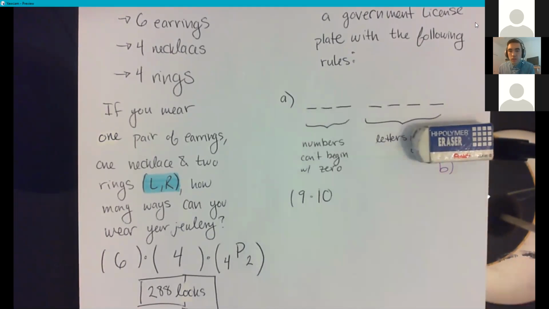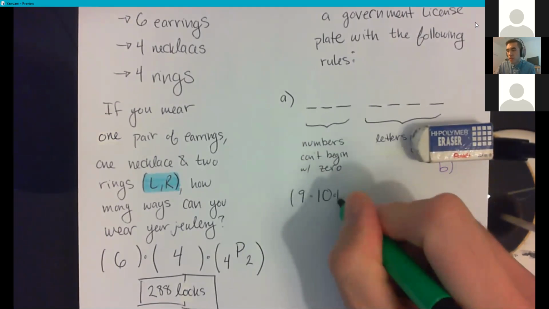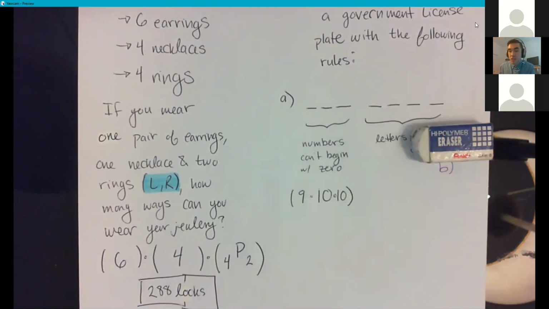And then what about this third one? 10 again. Same thing again. So 9 times 10 times 10. So that product right there will give us the ways in which we can produce the cluster of numbers at the start. Up next, letters, and it's just 4 letters. So what's that going to be? How many different ways can we orient that?